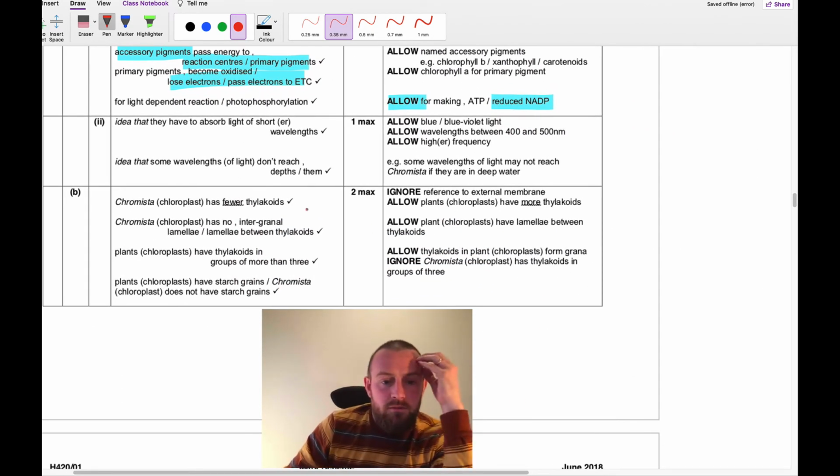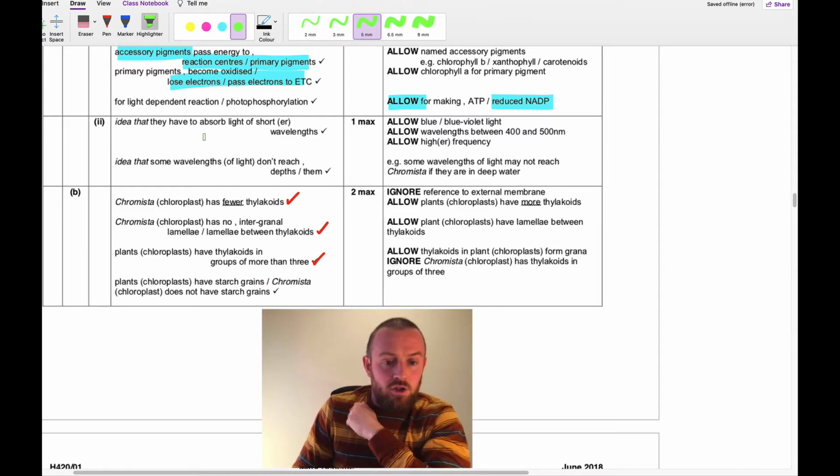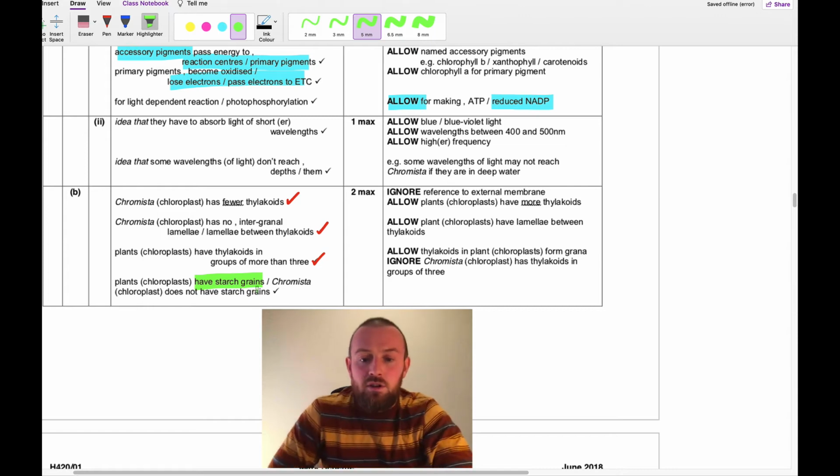Fewer thylakoids, yes. Chromista has no intergranal lamellae, yes. What was the other thing? Okay, plant chloroplasts have thylakoids in groups of more than 3. Yeah, that's kind of what we said already. Starch grains. I knew there was something else there. Plant chloroplasts have starch grains, whereas Chromista don't seem to have starch grains.